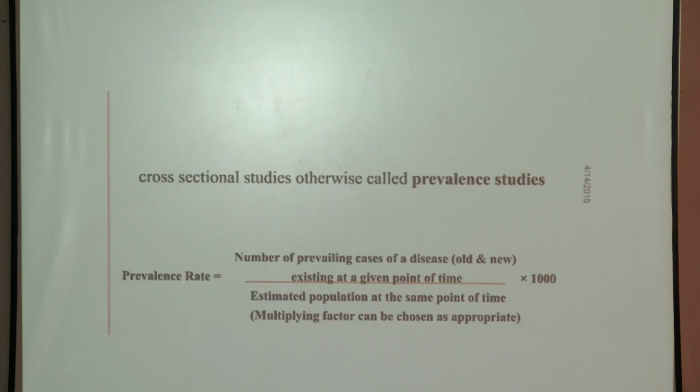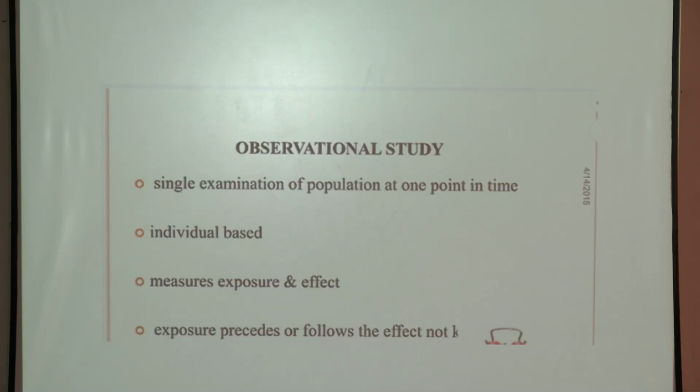Also called prevalence study, number of prevailing cases divided by estimated population into 1,000. So here, observational study, single examination of population at one point, individual based, measures exposure and effect. Exposure precedes or follows the effect. It can be before or after. That is observational study. Okay, just you're observing it at this point of time.